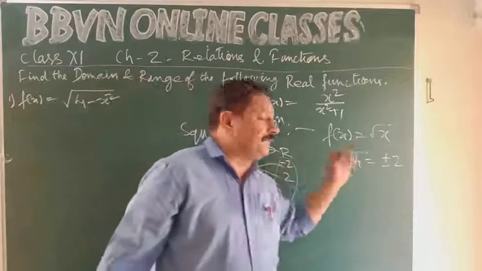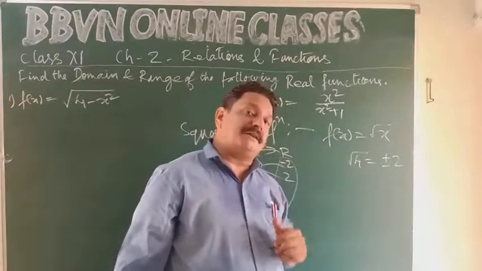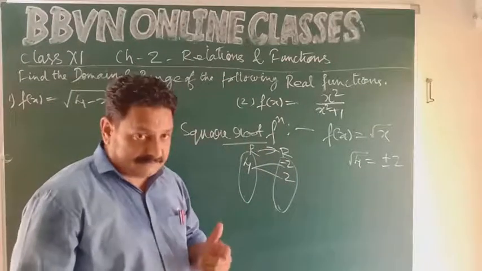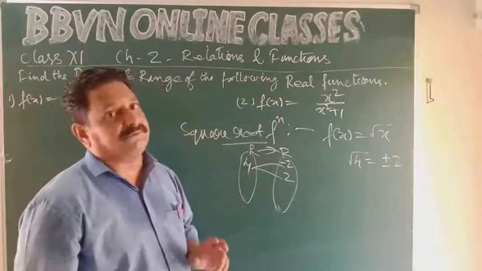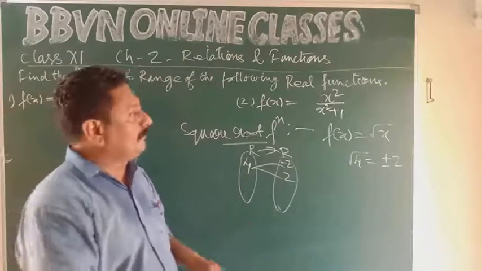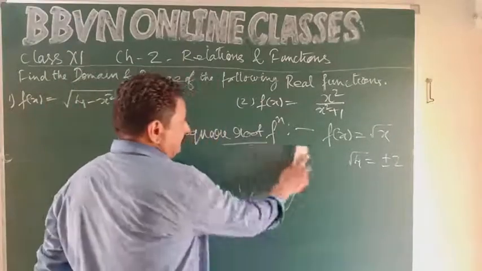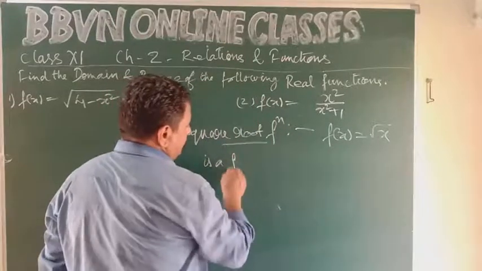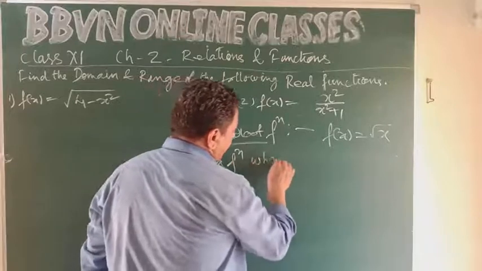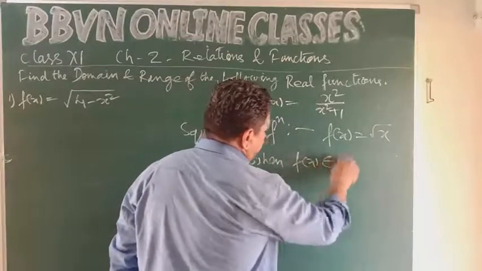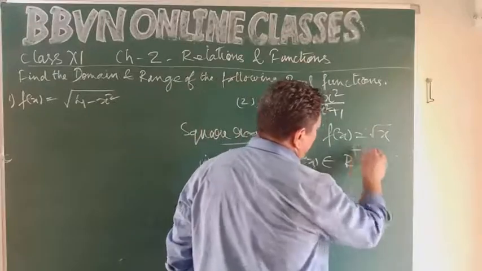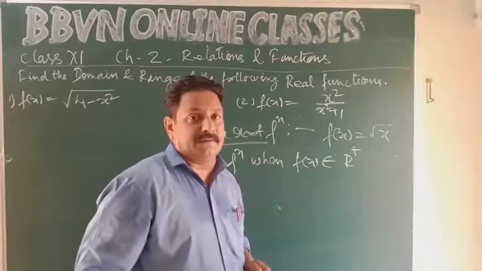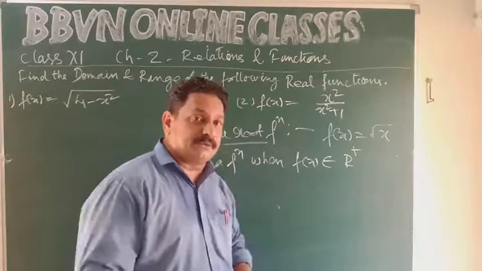So the square root function is a relation but not a function. So why do we call it a square root function? As I said earlier, there is a specific condition. And what is that condition? F of x equal to under root x is a function when f of x belongs to R plus, that is non-negative real numbers. Non-negative real numbers means 0 to infinity.